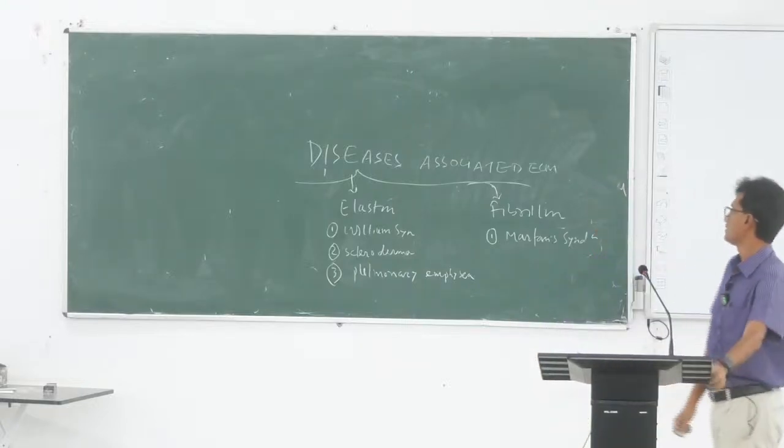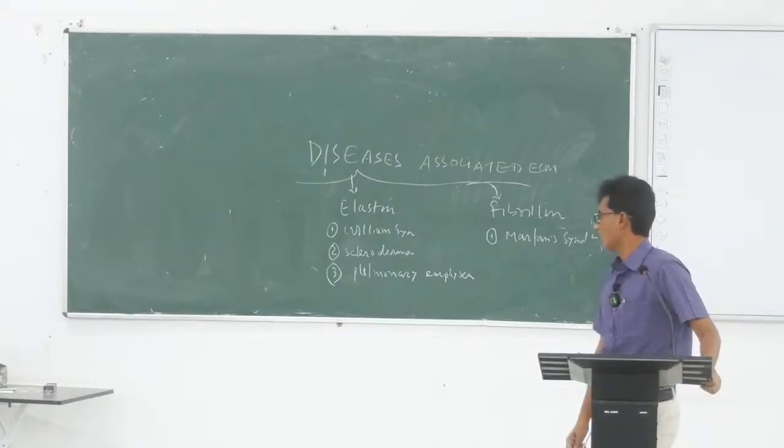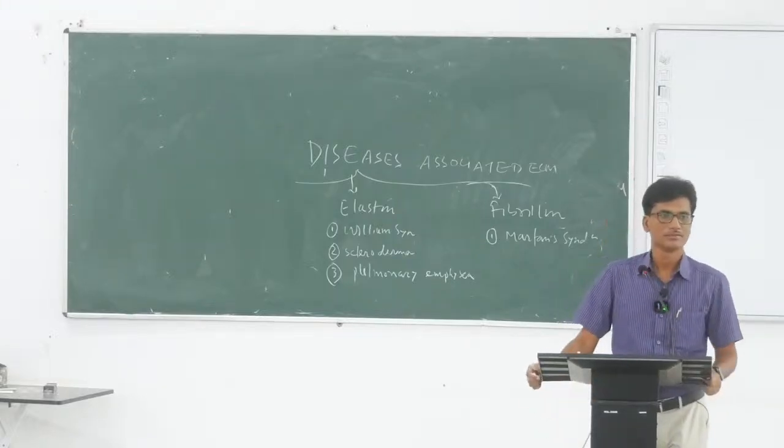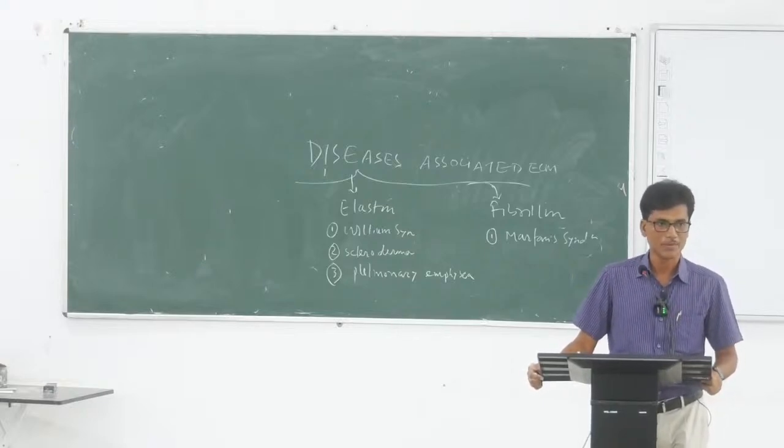Williams syndrome আছে, স্ক্লেরোডার্মা আর হচ্ছে পালমোনারি এমফাইসিমা। Williams syndrome is characterized by supravalvular aortic stenosis.